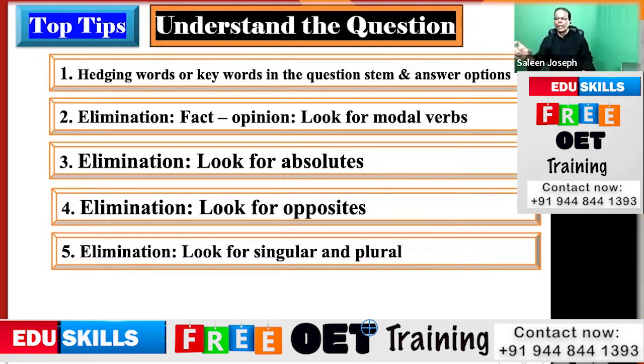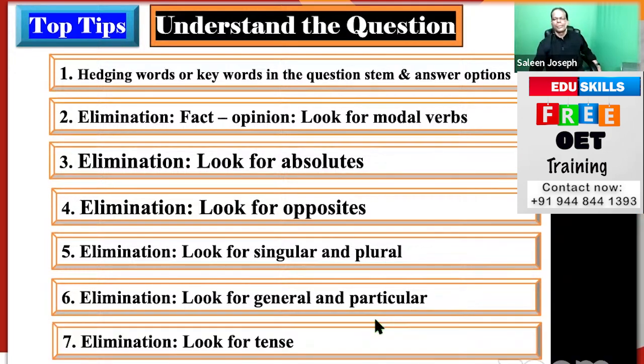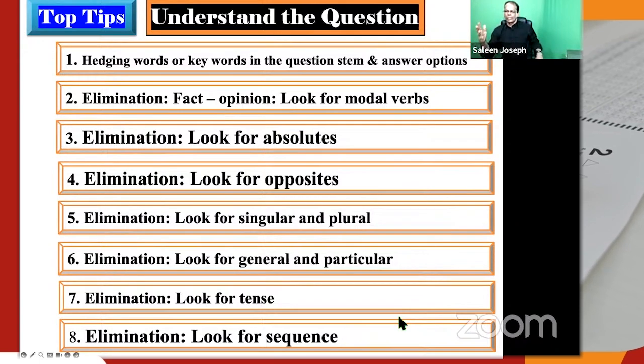Fifth, elimination: look for singular and plural. The option was saying it is prevalent among the adult population in general, but the text says the adult population of Australia, particular. And if you have not watched, type EduSkills OET elimination method. You can find a video with all the particular elimination. Look for tense. Sometimes the question is in the present tense, asking about present or future, and one or two options are in the past tense. So with the tense, you can realize. And the eighth one is elimination: look for sequence. Maybe the question stem speaks about something after birth, but the answer option speaks about during pregnancy. So when they are asking what happens after birth, whatever the option says about what happens during pregnancy is not relevant, and it can be eliminated.